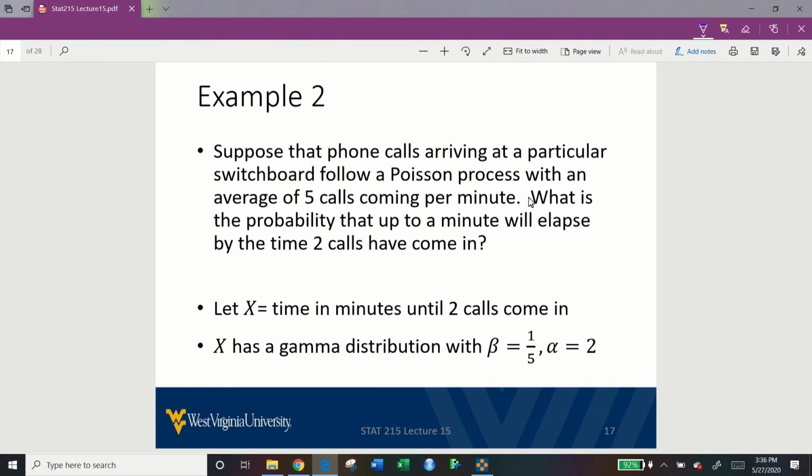So at this point, let's go ahead and look at another example. Let us suppose that phone calls arriving at a particular switchboard follow a Poisson process with an average of 5 calls coming per minute. What is the probability that up to a minute will elapse by the time 2 calls have come in? We let x equal the time in minutes until 2 calls come in. X will follow the gamma distribution with beta equal to 1/5 and alpha equal to 2.